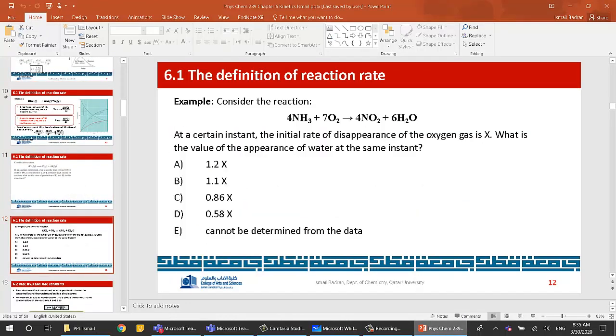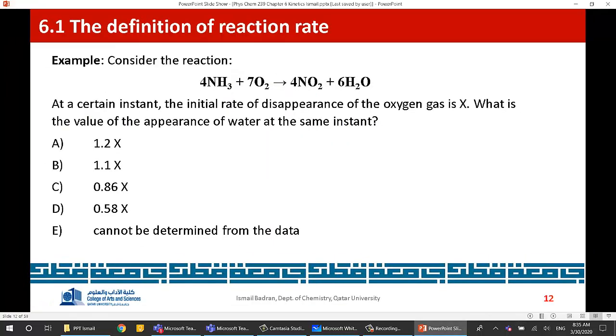Let us just practice this question and we'll go back for discussion, just so the idea gets in your head, okay? Let's say consider the reaction 4NH3 plus 7O2 goes to 4NO2 plus 6H2O. This reaction has 4 different coefficients, okay? At a certain instant, the initial rate of disappearance of oxygen gas is X. Let's consider that the disappearance of oxygen is X. What is the value of the appearance of water at the same instant?